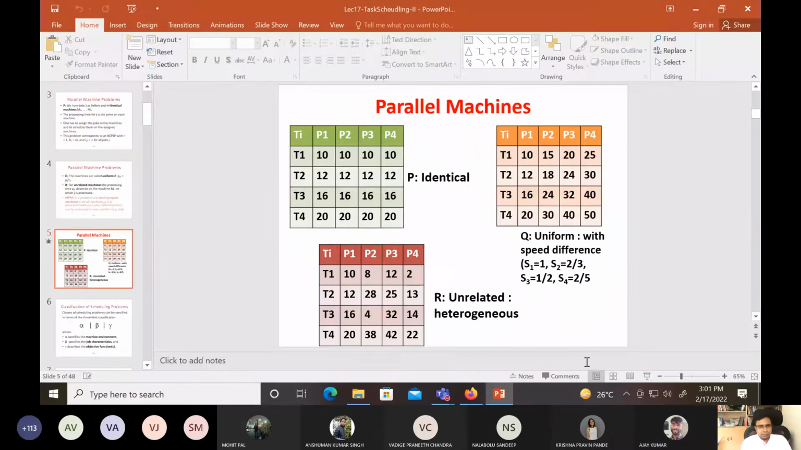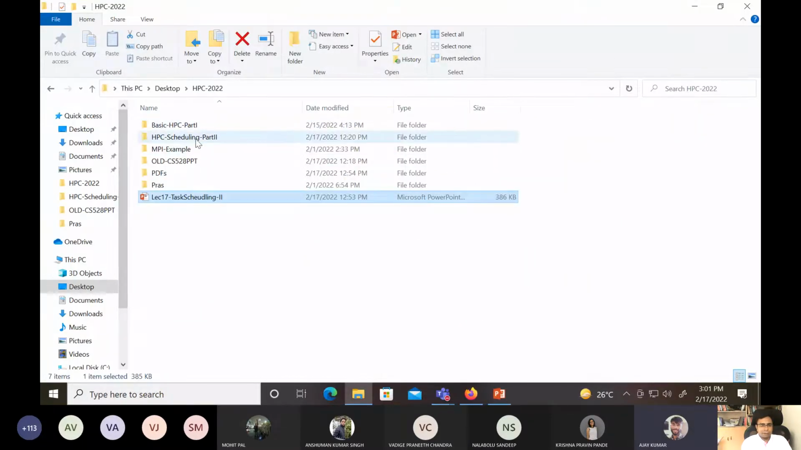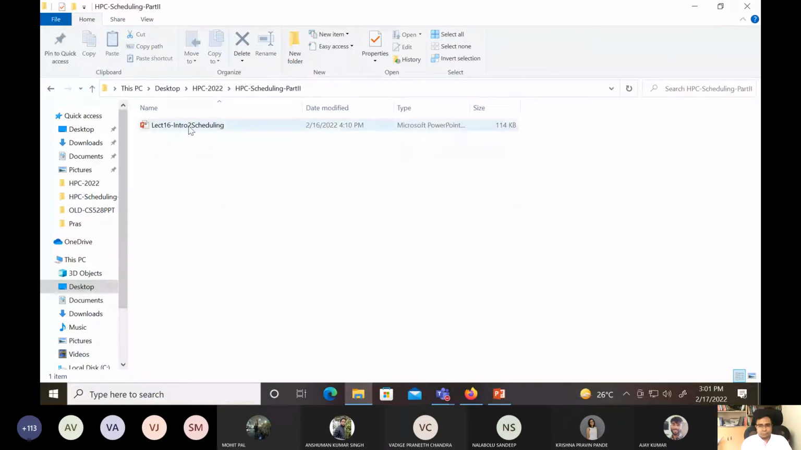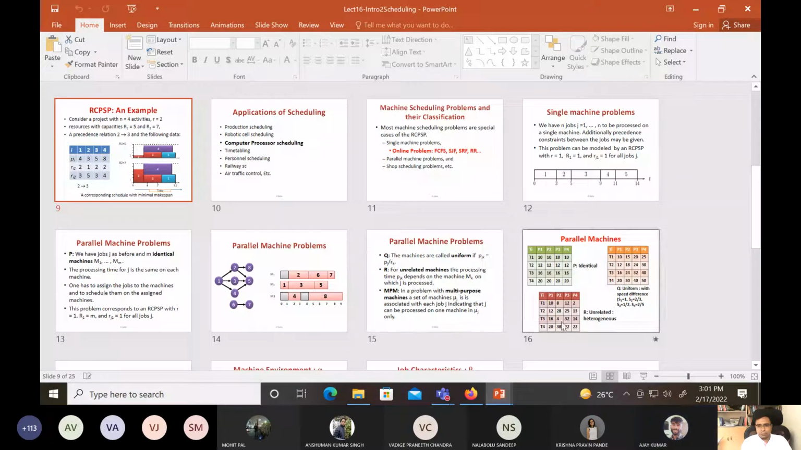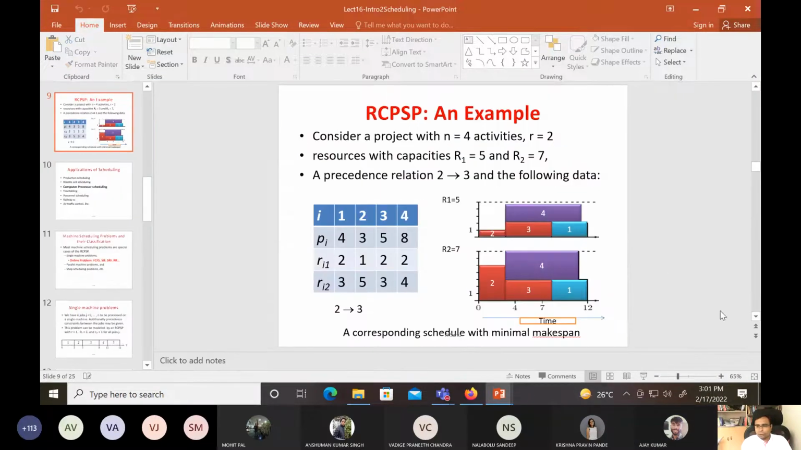So I need to tell the context, otherwise it will be very difficult. So this one, RCPSP 9th number. So what are you telling? 4 is running parallel to 3 and 1.